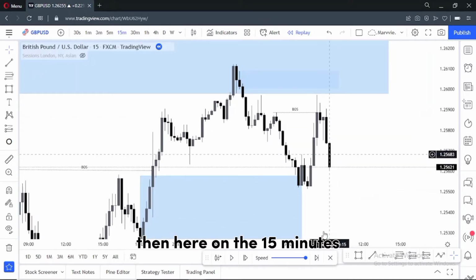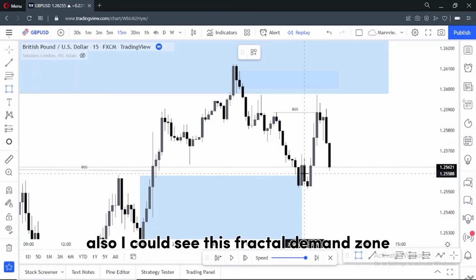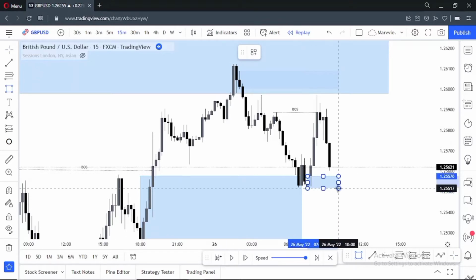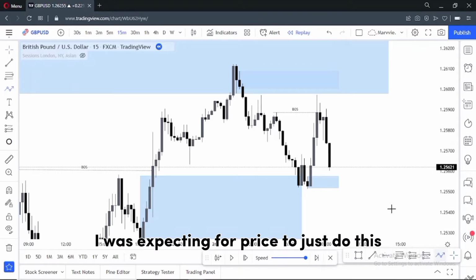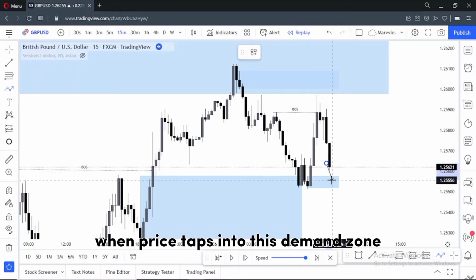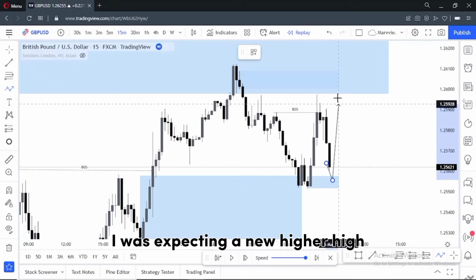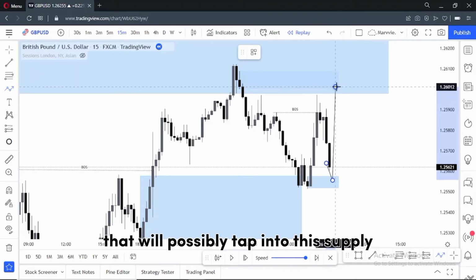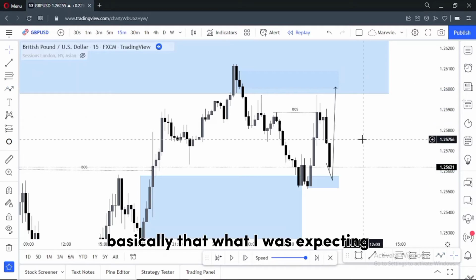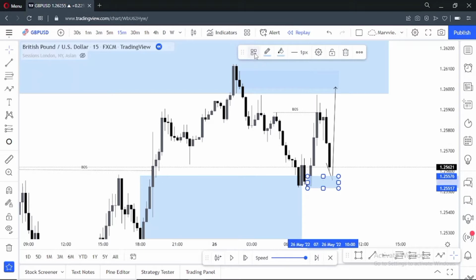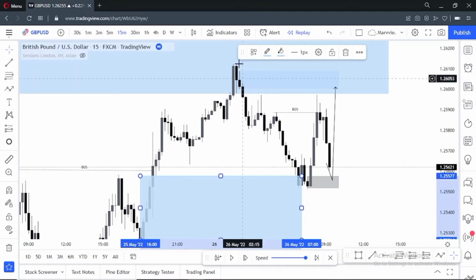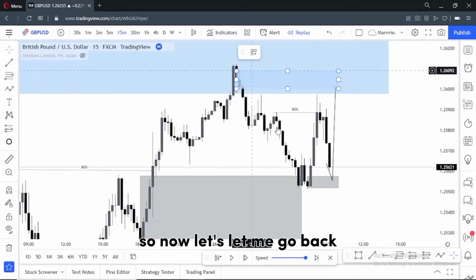Then here on the 15 minutes also, I could see this fractal demand zone. So coming into this market, I was expecting price to just do this. When price taps into this demand zone, I was expecting a new higher high that will possibly tap into this supply. Basically, that's what I was expecting. Let me highlight this as a demand zone.